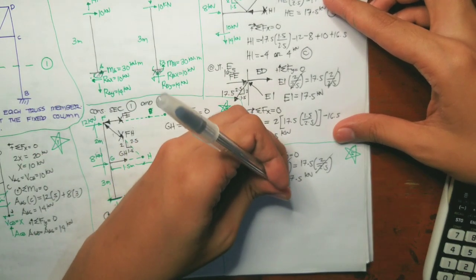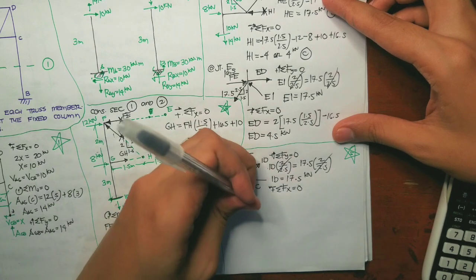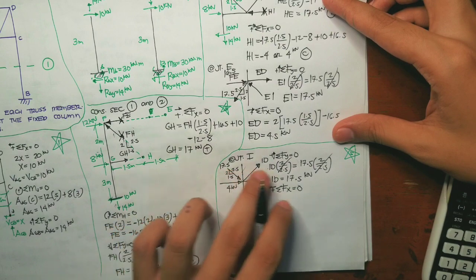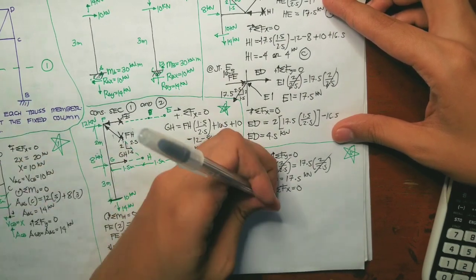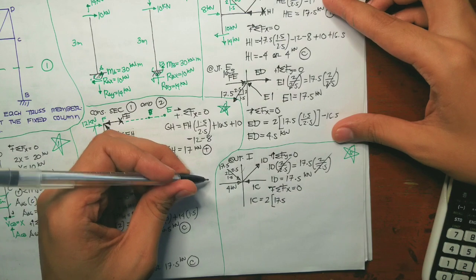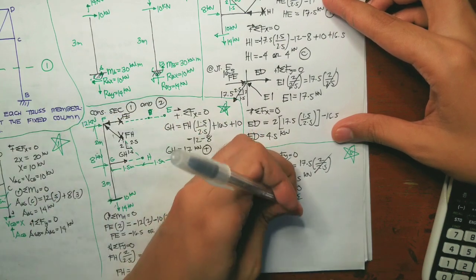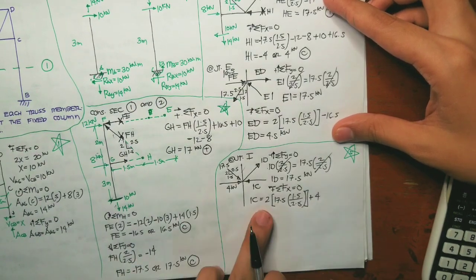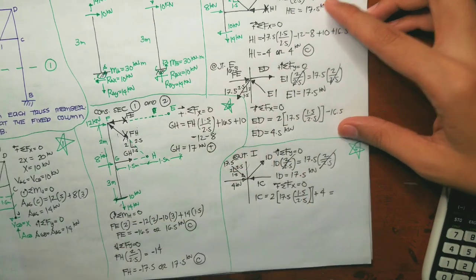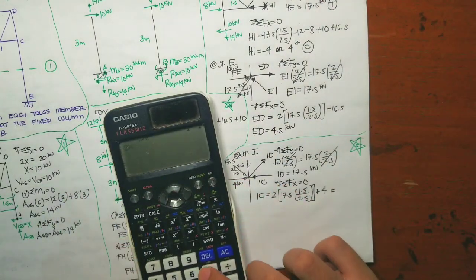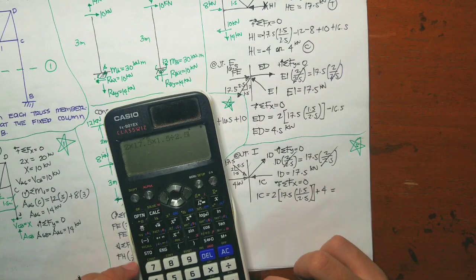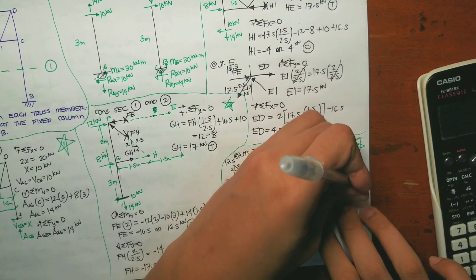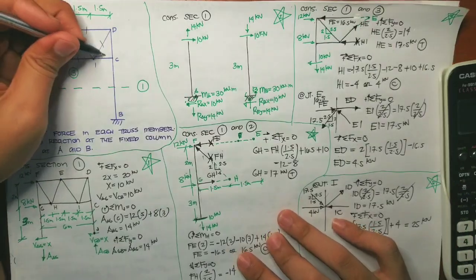And then, take summation of forces X, assuming to the right direction as positive. So, we have IC is equals to, so, unahin natin to. Dalawa, pareho naman 17.5 yan, so, multiply ko na lang ng 2. So, 2 times 17.5, and then, times 1.5 over 2.5, and then, plus 4. Okay, so therefore, the value of your IC is equals to 2 times 17.5 times 1.5 divided by 2.5 plus 4. Or that is equals to 25 kilonewton. Okay guys, so we're done with these two members.